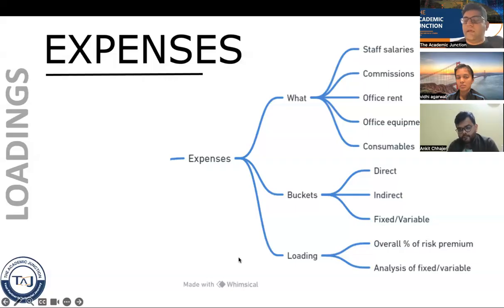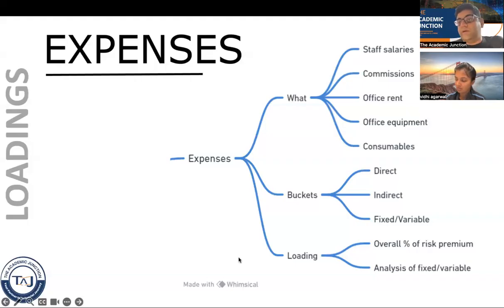So let's say that I run two lines of business, right? I run only two lines, which is property and motor, and I don't do anything else. My total fixed expense for the year is 1 crore. Now, when I do an expense analysis, how do I allocate the 1 crore to property and motor? I have to split the 1 crore between property and motor when I'm doing any analysis or any pricing. How do I split it between property and motor is what we will study in chapter 19, right?